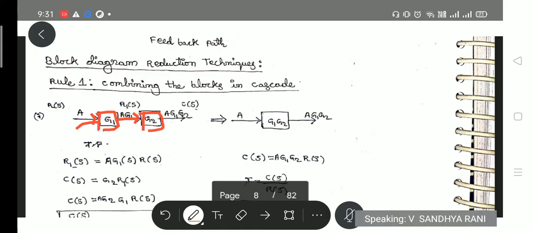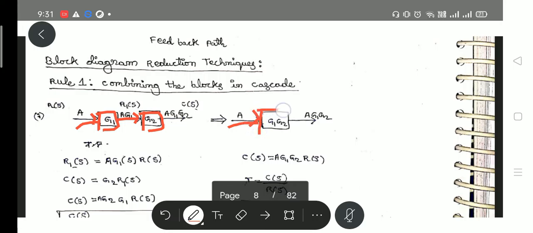So in this case we can multiply both the blocks. Cascaded means we can multiply both the blocks. That is G1 into G2. The output of the function: here the input is given A. So A into G1. Here the input of the G2 is A into G1.